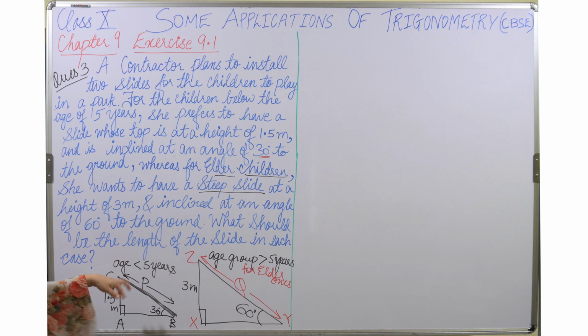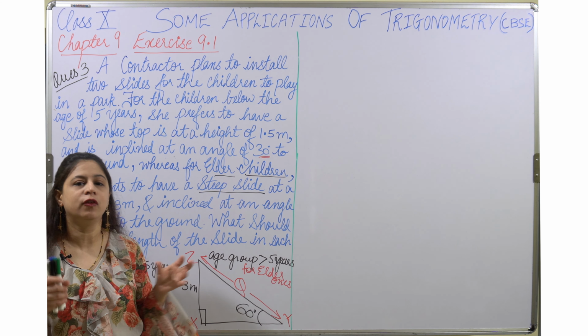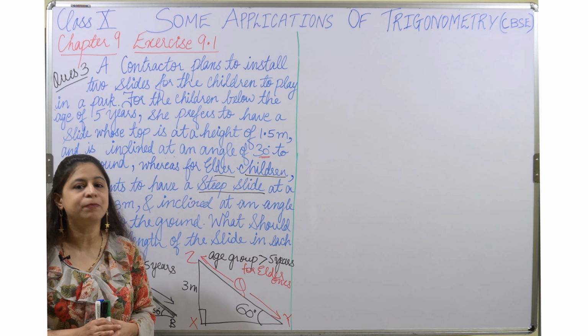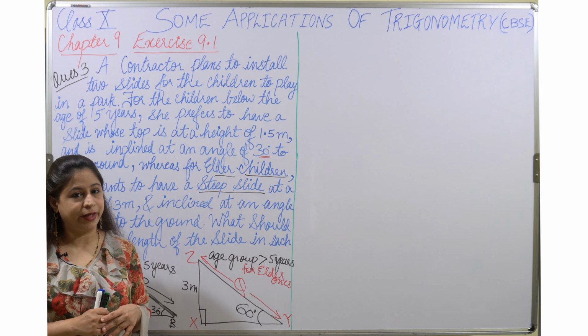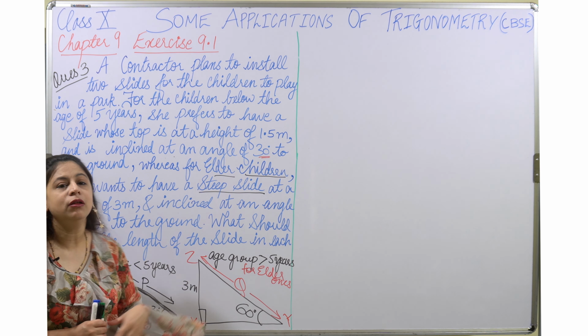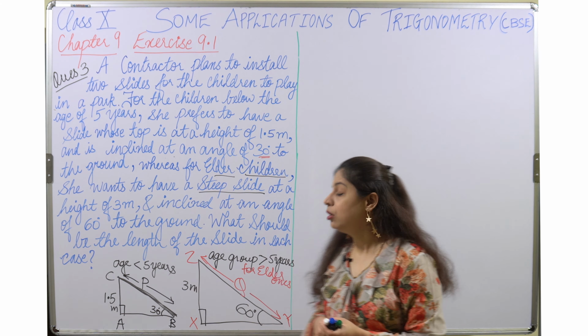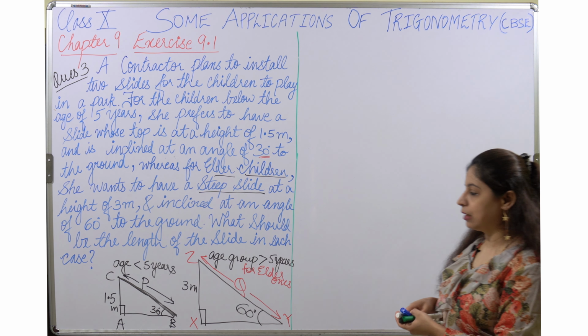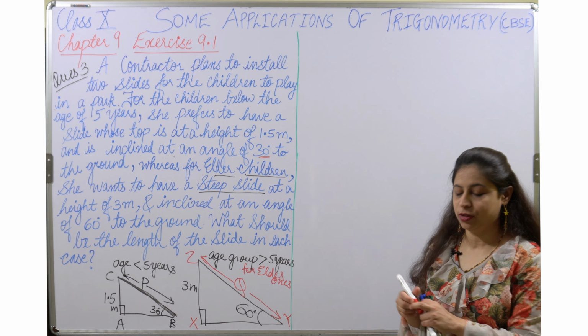So we'll be taking individually, first we'll be taking this triangle, then we will be taking this triangle, we will be applying all the trigonometric concepts and formulas, and we will be finding out our values of P and Q. Okay, now let us start the question. So first of all, I am taking the case for the age group less than 5 years.